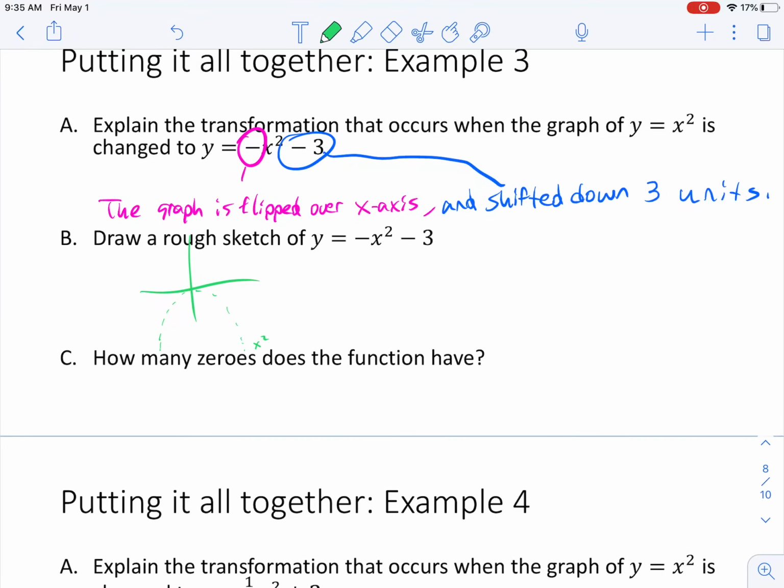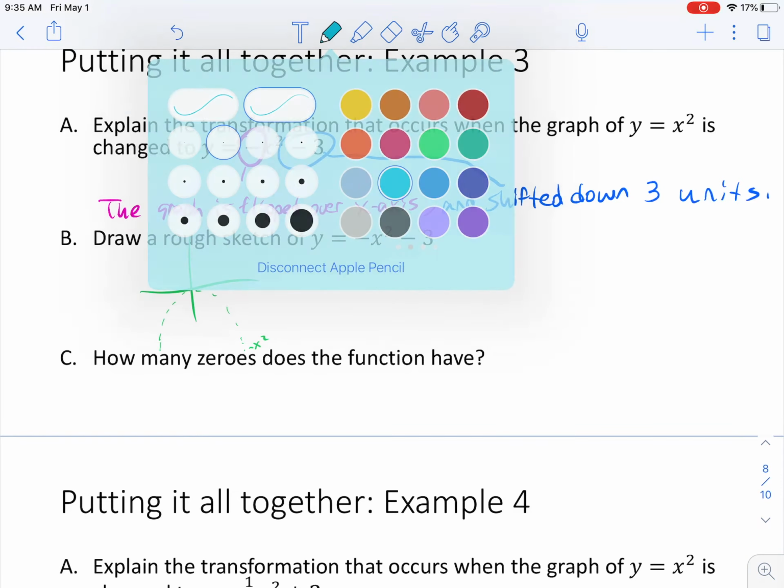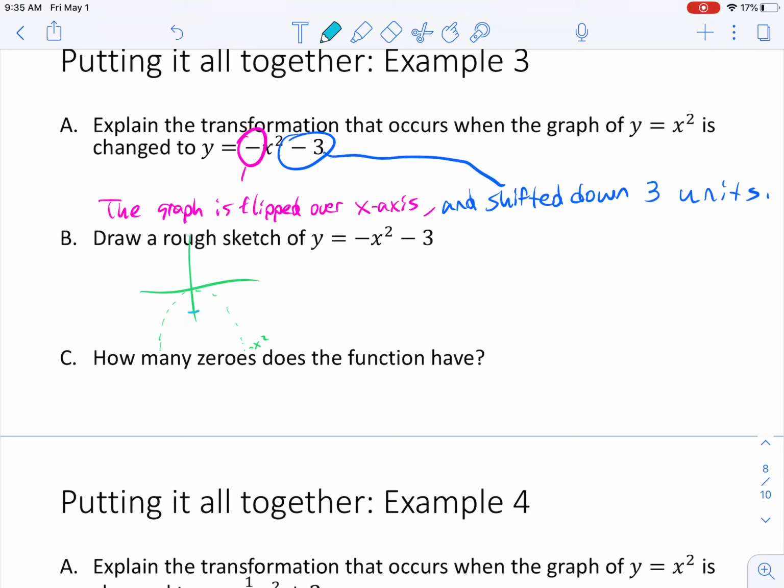Okay, so that's my -x squared, but I'm graphing -x squared minus 3. So -3 means I shift this down 3. So I'm going to draw the same graph shifted down a little bit to represent 3 units. Okay, and now I'm going to draw the exact same graph. And there we go. It looks a little bit narrower, but that's just because it's starting lower. It's the same idea, the same shape. Okay, and that's our graph of -x squared minus 3.